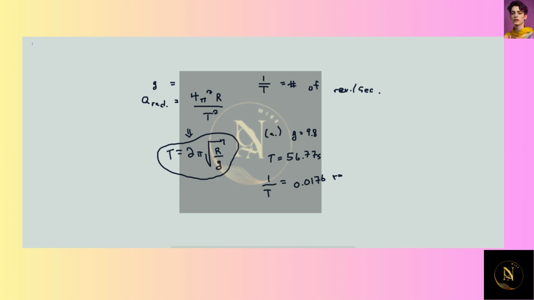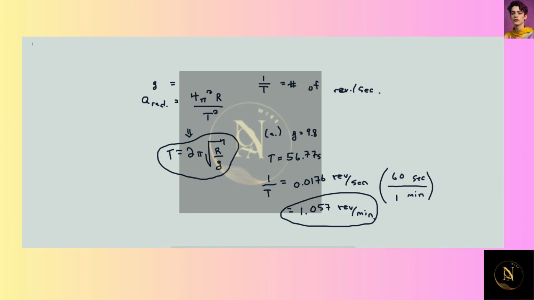0.076 revolutions per second. Remember, the interpretation of 1 over T is revolutions per second. And so we need to convert this into revolutions per minute, because that's what the problem is asking. To do that, I'm going to have seconds on the top to cancel these seconds, and then minutes on the bottom. 1 minute is 60 seconds. So really, I just need to take this number and multiply it by 60 to get my desired answer. Whenever I do that, I get 1.057 revolutions per minute. And that's the answer to part A.